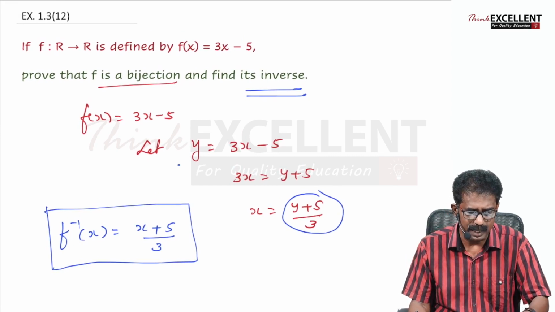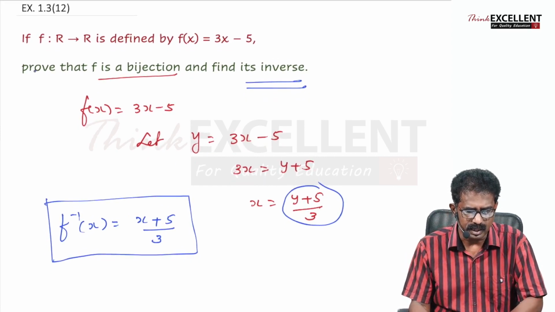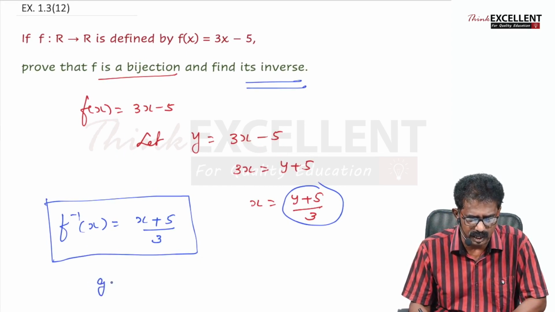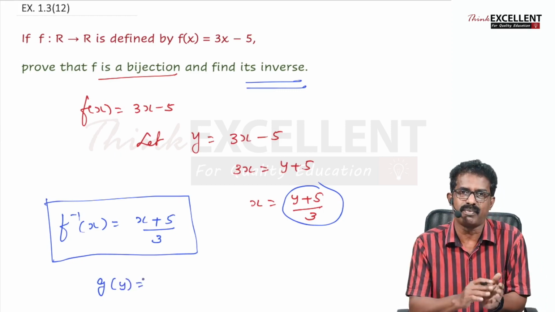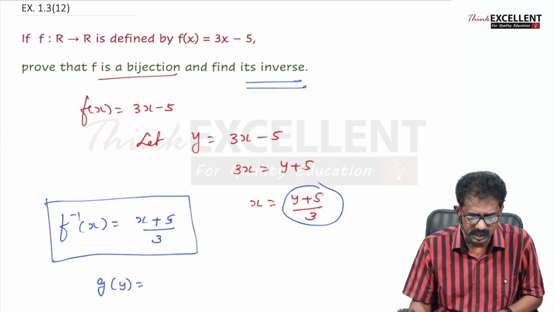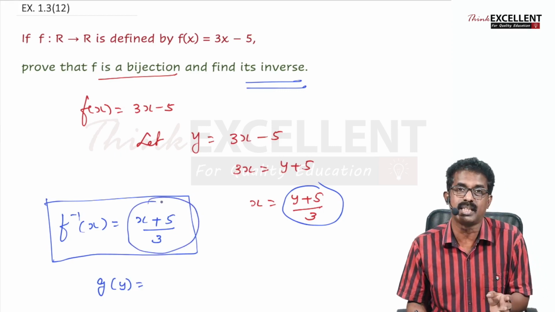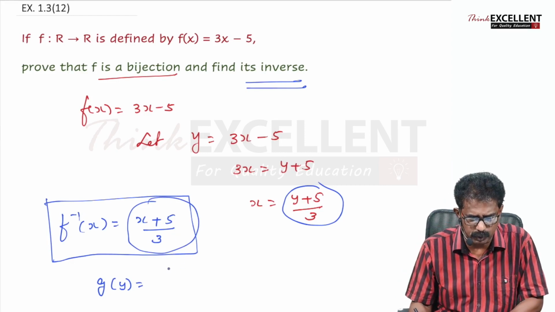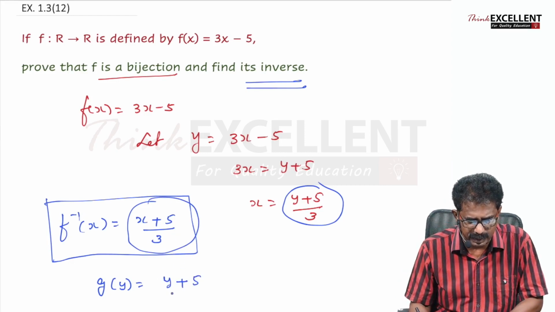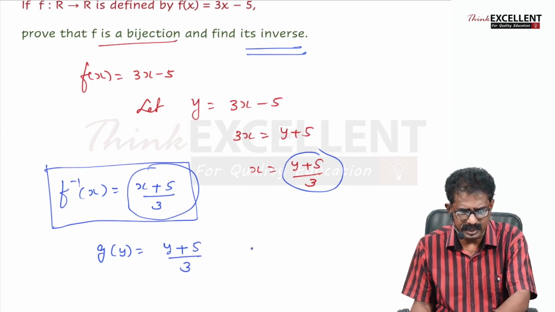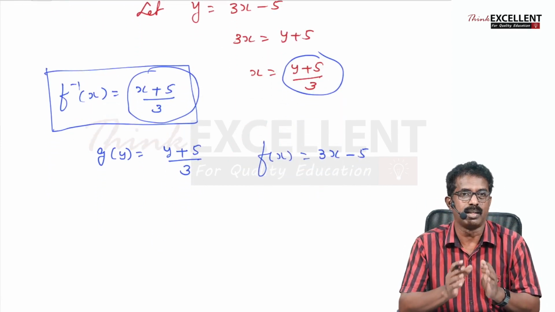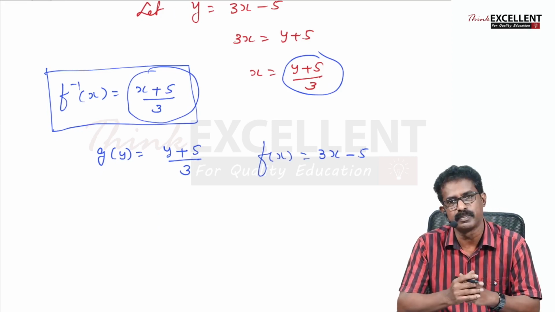Now prove f is a bijection. To prove f is a bijection, f is from R to R, right? So we need another function g. So g is also from R to R, and that g of y we take. F of x, g of y. So this is the inverse function. This function only we take it as g. But g of y, so the variable you change. Instead of x you put y. (y plus 5) by 3. So you know f of x and g of y. What is f of x? 3x minus 5. g of y is (y plus 5) by 3. It's very important. f is a function of x. g is a function of y.